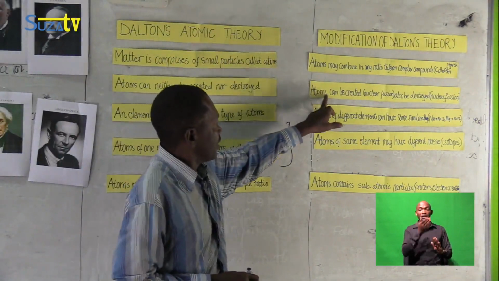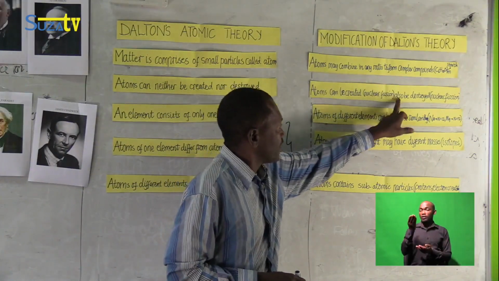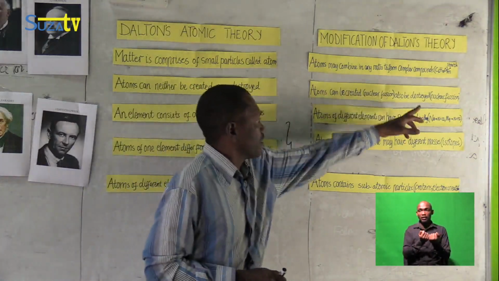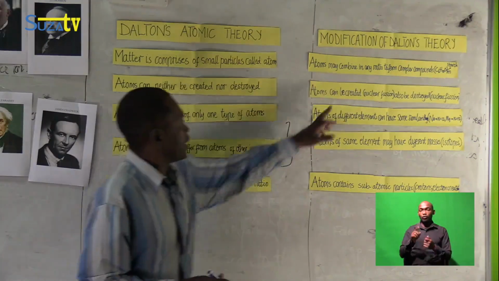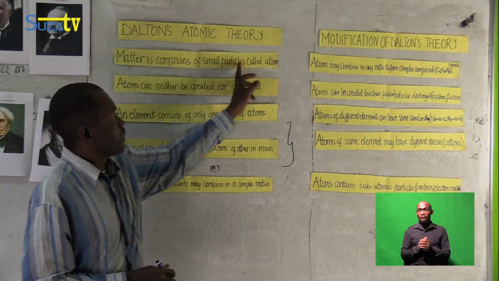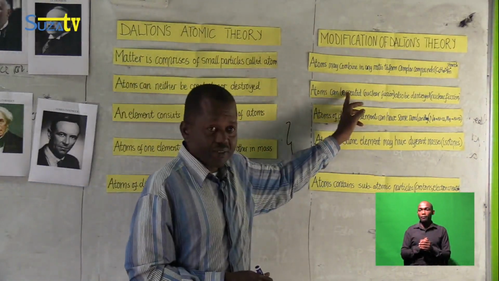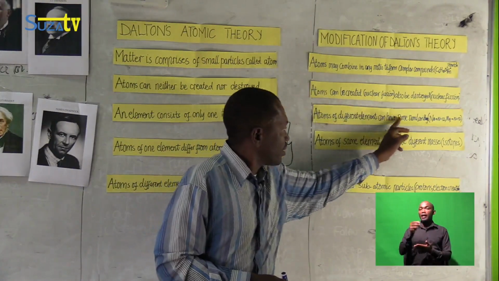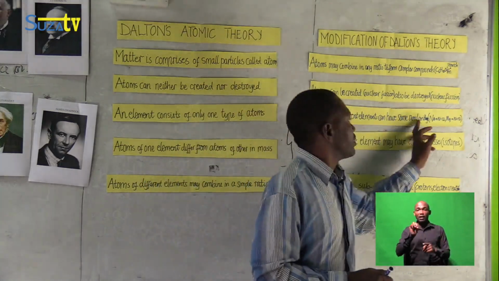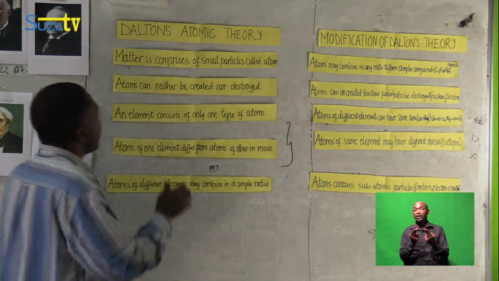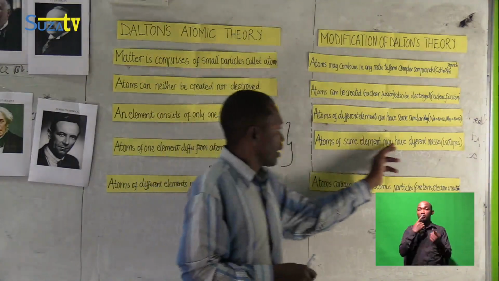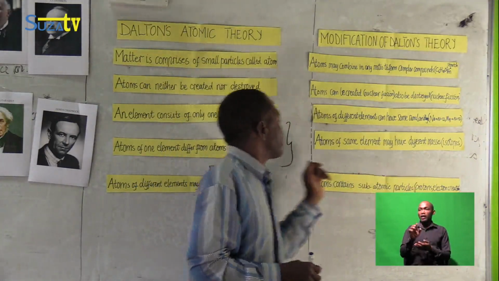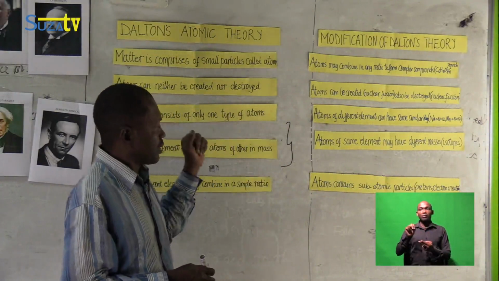What about the second? Atom can be created in nuclear fission, also be destroyed in nuclear fission. This one is nuclear fusion, this one is nuclear fission. It's about creation. This one about comprising of small particle. So I think this is also not correct. Atom of different element can have same similarities. So here we have about small particle. Here we have about small similarities. Atom of same element may have different masses. Also, this one also is not a correct modification.